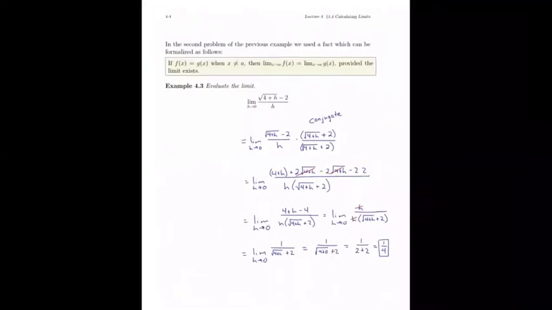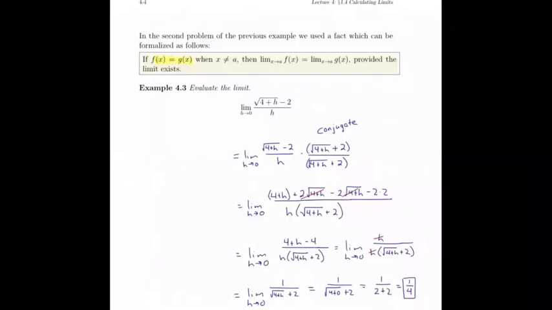Okay, next up, let's generalize this a bit more. We just used a result, more or less an implicit result, or tacitly used a result in that previous example.